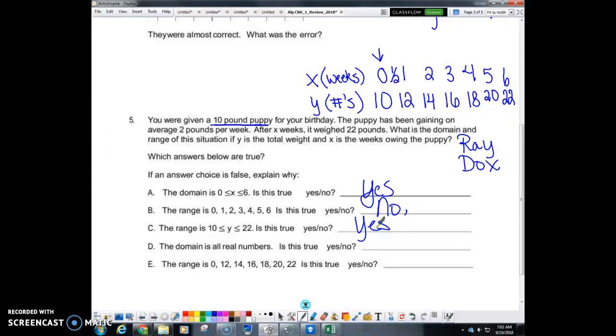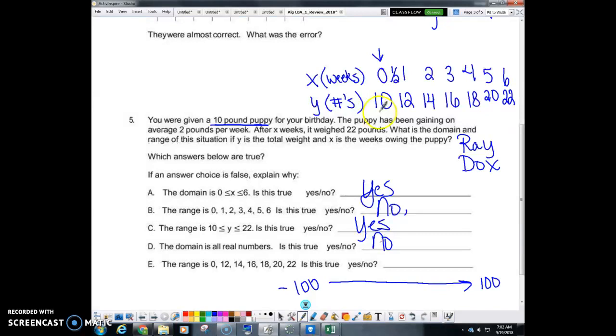The domain is all real numbers. So what that means is all real numbers goes from all the negatives, like -100, all the way to the positives, which is 100. It really goes further, but I'm just using that as an example. That is not true because we can't have negative weeks. So that is false.